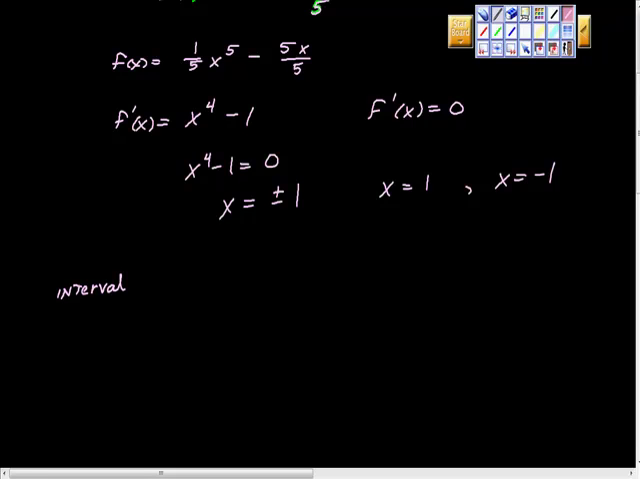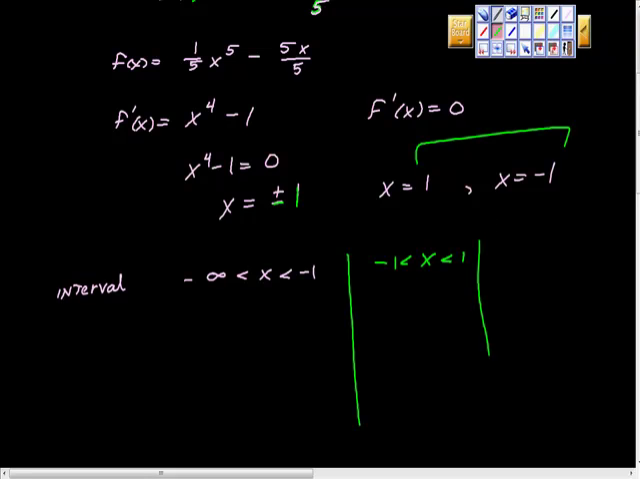And the intervals are negative infinity, right? x is greater than negative infinity, but less than negative 1. Where did I get that negative 1? Got that negative 1 from here. And then I want the values between here and here, right? So the second interval will be x is greater than negative 1, but less than 1. That's this, right? And then we want everything to the right of that. So we have x is greater than 1, but less than positive infinity. Hopefully that makes good sense. So those are our three intervals.